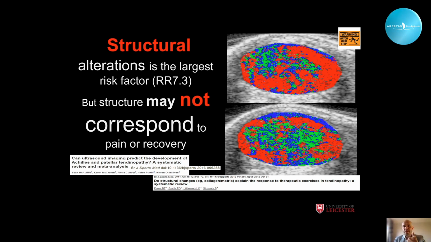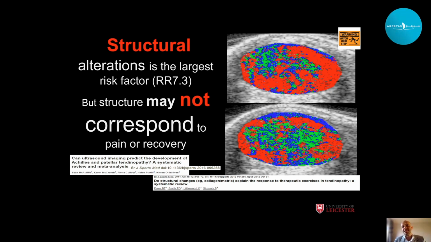You trap your thumb in a door and you get a black thumbnail. It hurts a lot on day 1. My structure and my pain correspond very, very well. But 3 months later, I've still got a dodgy thumbnail whilst it's growing out, but it doesn't hurt me. My structure's bad, but my symptoms are actually 0.